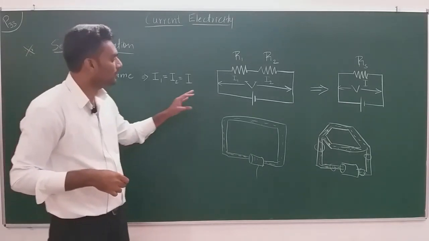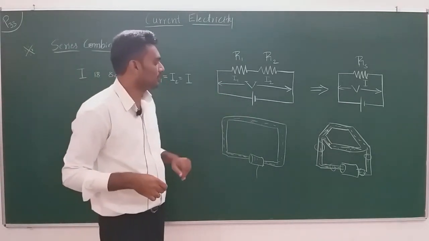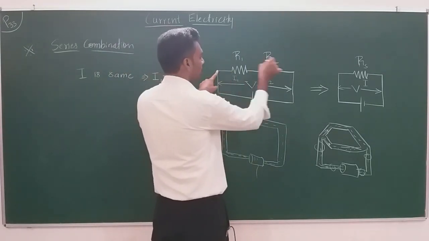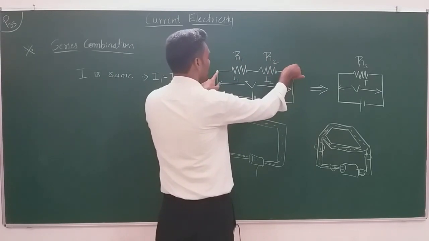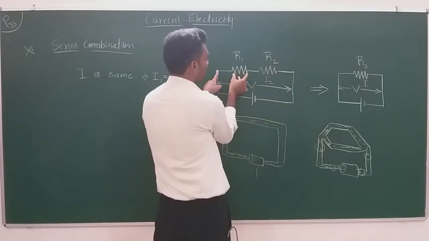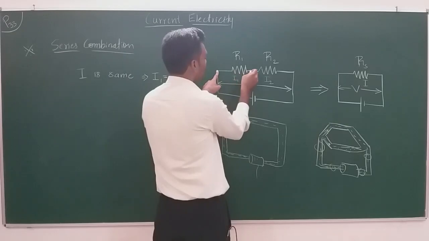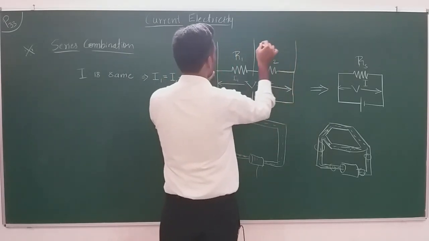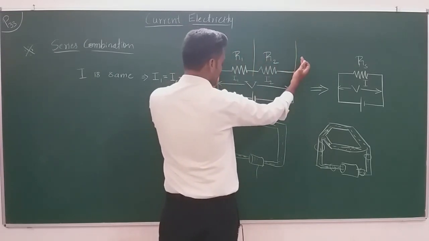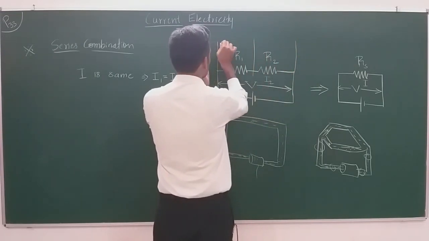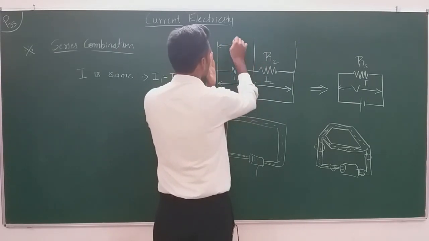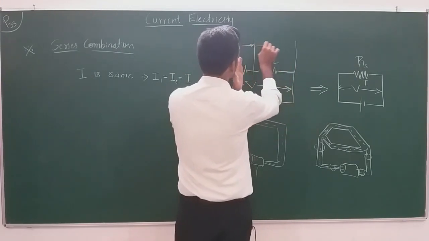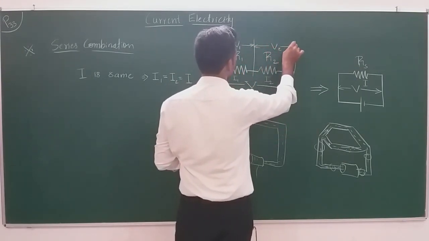Now, let us go for potential difference. See, now you have a potential difference of V volt from this point to this point, and you have an electrical device, a resistor here, which drops the potential difference from here to here. So the total potential difference is V, and the potential difference from this point to this point will be V1, and the potential difference from this point to this point will be V2.